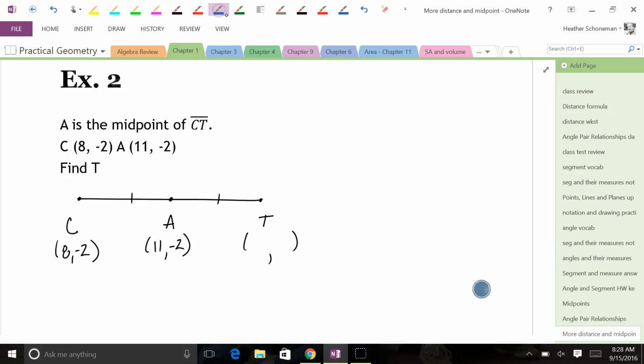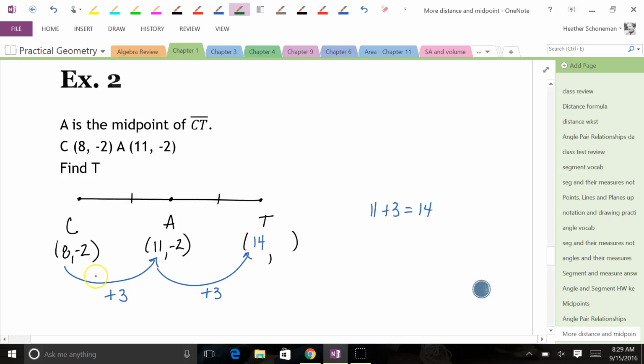Okay, so on this one, are we finding a midpoint or an endpoint? An endpoint. So we can't use the midpoint formula now because we're not finding the point in the middle, so we have to figure out the spacing. So between 8 and 11, did I go up or down? Up. Up how many? 3. So now I'm at 11 and I have to go up 3 again. So 11 plus 3 is what? 14. So this is 14.